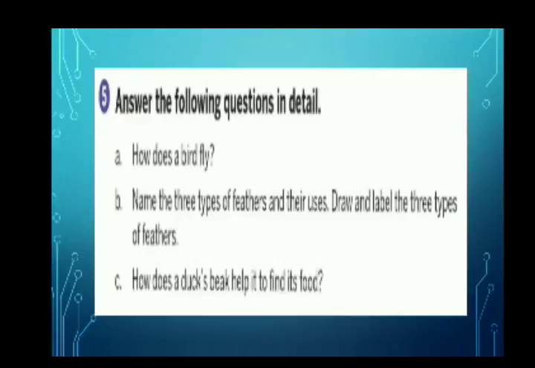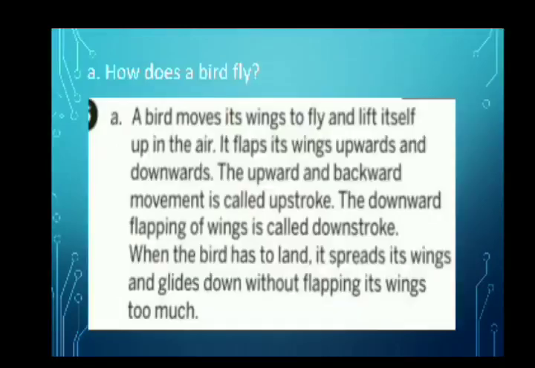Children, we have learned that birds fly by using two types of strokes, that is upstroke and downstroke. When they want to land onto the ground, they are just spreading their wings, and without moving them they come down. Okay, so see here, answer for the first. A bird moves its wings to fly and lift itself up in the air.